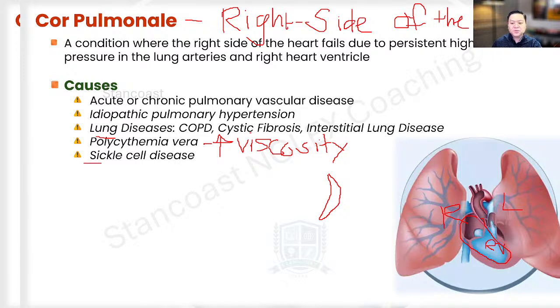Now, there is also a condition called macroglobulinemia. So what is this? Basically, this is a type of cancer, which is rare, but it can also contribute to cor pulmonale by thickening the blood and making it harder for the heart to pump. Okay, that is macroglobulinemia. This is a rare type of blood cancer.